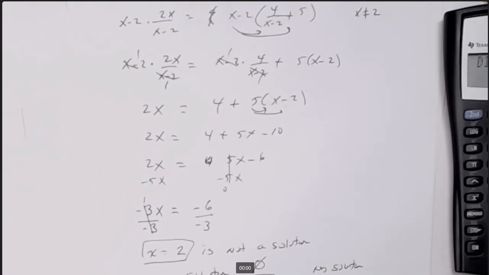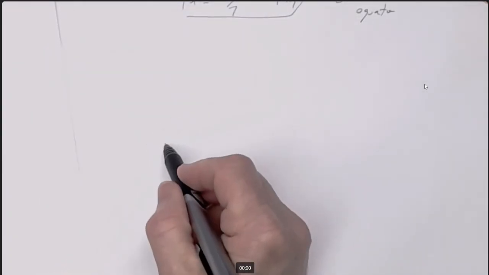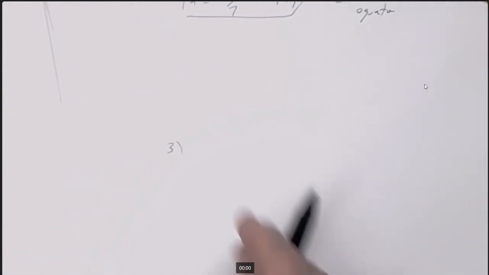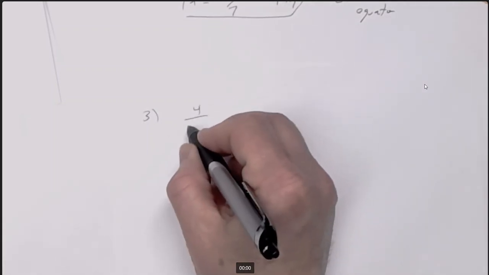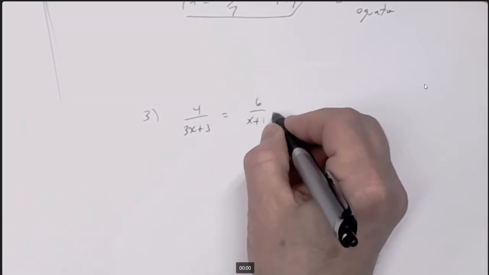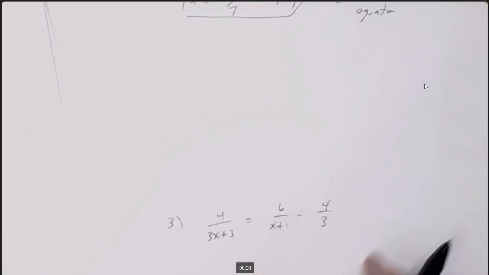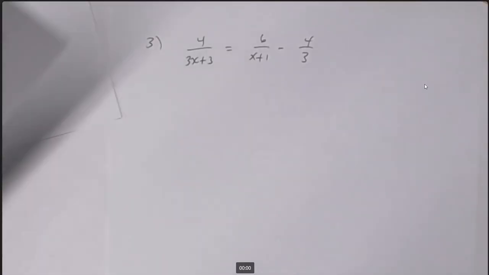Let's look at this one. So let's call this number 3. So number 3, let's say we had 4 divided by 3x plus 3 equals 6 divided by x plus 1 minus 4/3. Okay, what kind of equation is this? This is actually number 4, I think. What kind of equation is this?